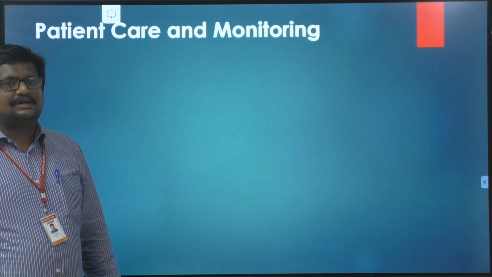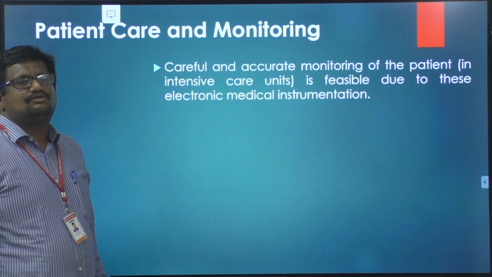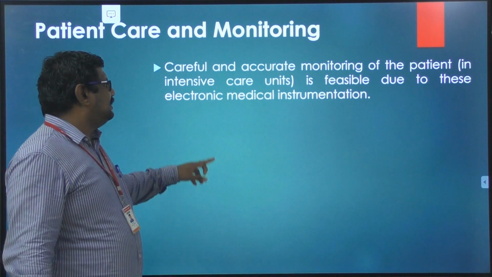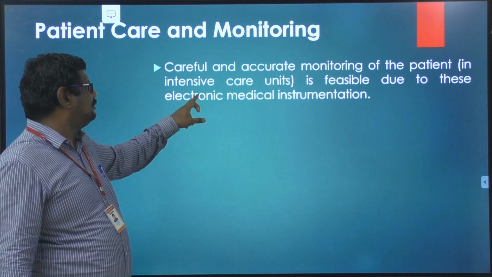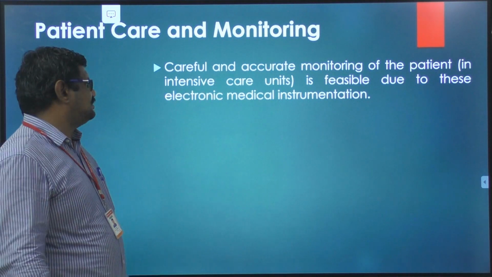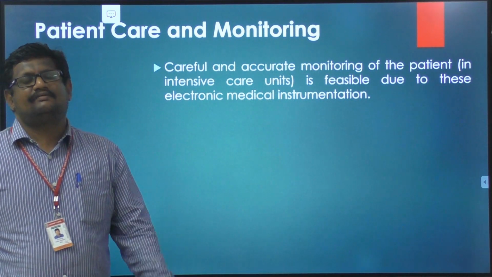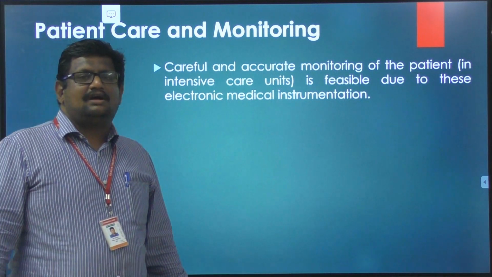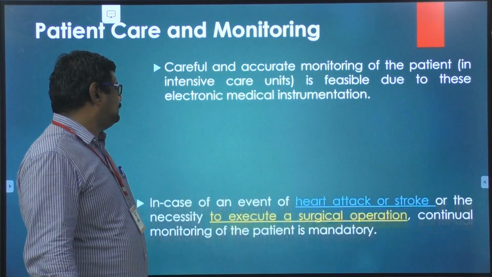Okay. Now what is patient care monitoring? Let us explicitly see what is given in your textbook, because there is no typical new information in this particular heading. Careful and accurate monitoring of the patient in intensive care units. So particularly in intensive care units, careful and accurate monitoring of the patient is required due to electronic medical instrumentation. Due to the advent of electronic instrumentation and high-end equipments only, careful and accurate measurement of different physiological parameters is possible. That is a general point that is given.